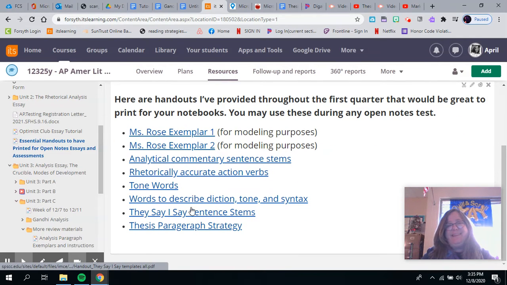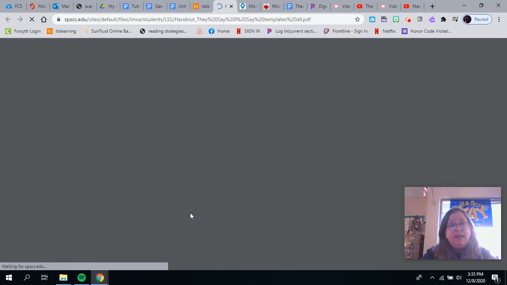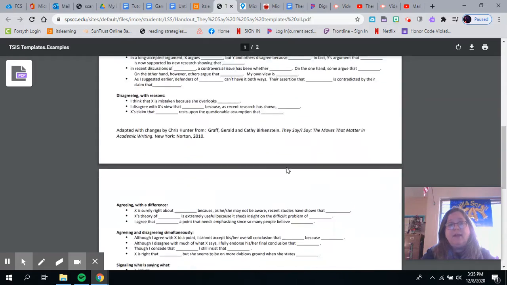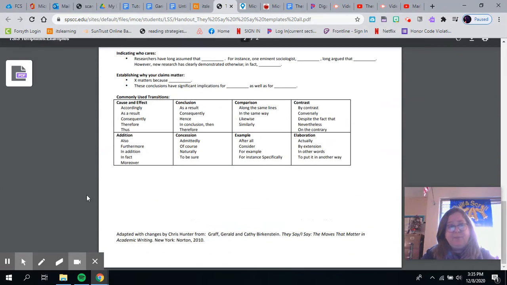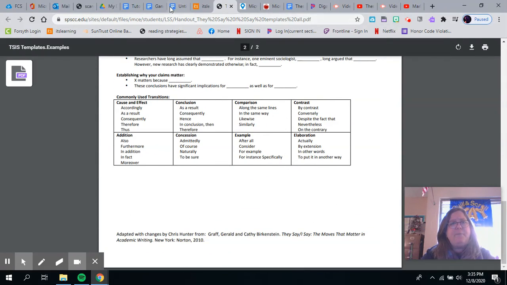There are sentence stems, or other stems to help you get into the text. Here's that thesis paragraph strategy, or other stems to help you with your commentary or even introducing evidence. There are all kinds of really interesting stems here that can just help you find your words.